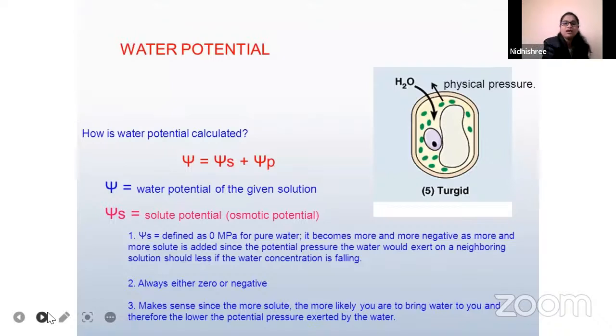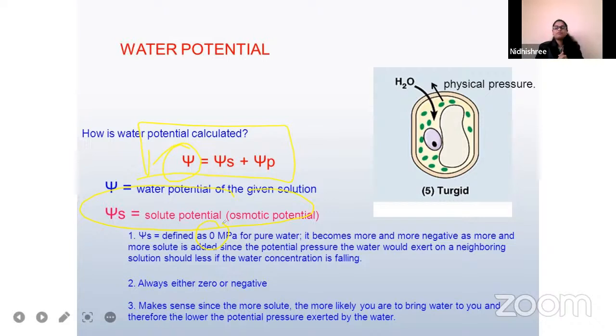Water potential is denoted by a symbol called psi. So how is water potential calculated, which is an important formula: psi equals psi s plus psi t. Psi s indicates solute potential, which is also called osmotic potential. Psi is the water potential of the given solution. Now, psi s is defined as 0 MPa for pure water. It becomes more and more negative as more solute is added. Solute potential will become more negative when you add more solute to it.